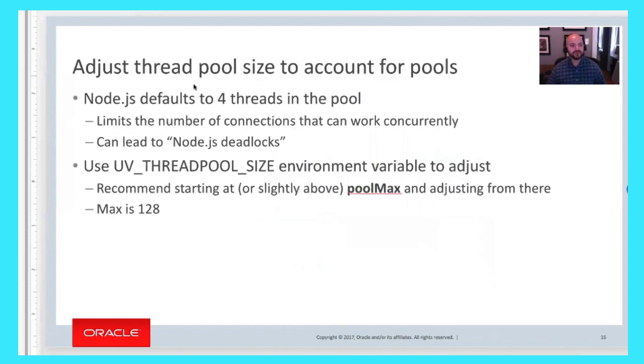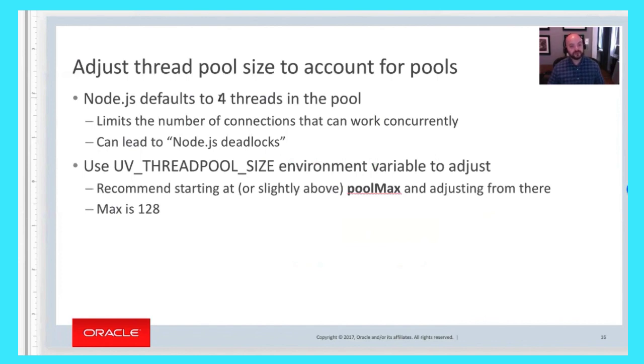But what they don't tell you is that the default number of threads in the pool is limited to 4. So if you're creating a connection pool with the driver with 20 or 60 or 100 connections, but you leave the default size of the thread pool, then in truth, only 4 of your connections are going to be able to work concurrently.